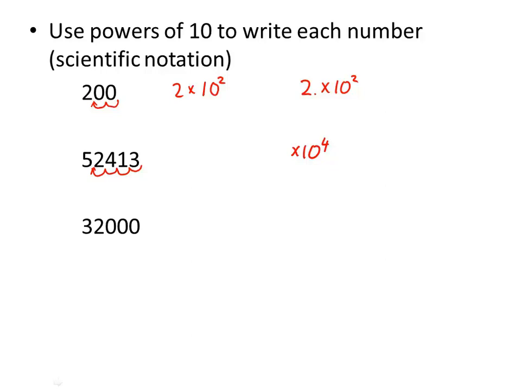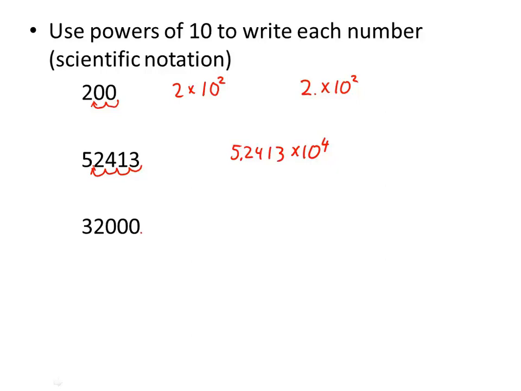Now, since I moved the decimal point right here, the new decimal point is right there. So now we have to just write that number in front of here. So it's going to be 5, and I write point, because the decimal point moved there, 2, 4, 1, 3. So 5.2413 times 10 to the 4.